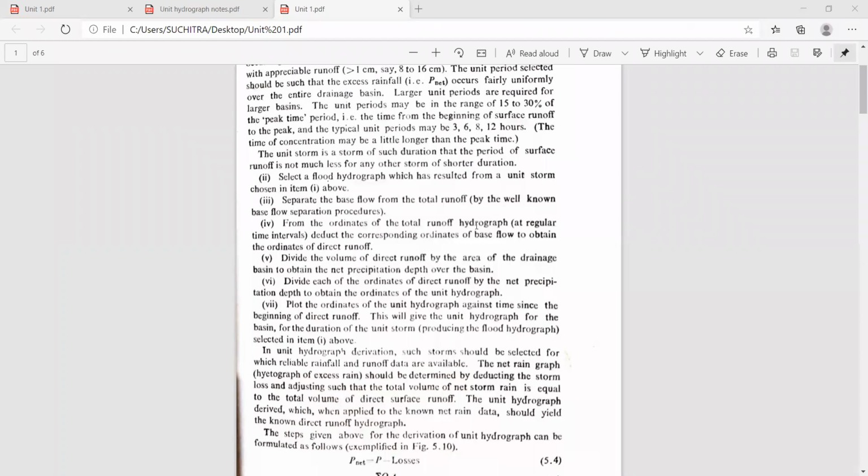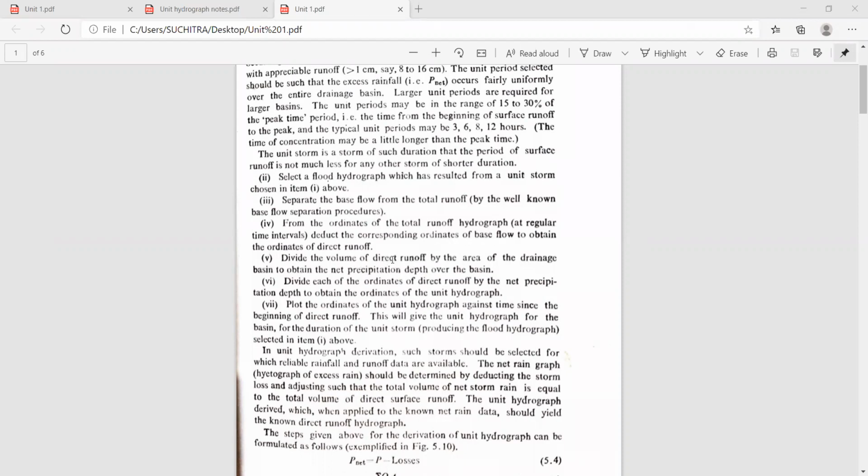So from the ordinates of the total runoff hydrograph at regular time interval, deduct the corresponding ordinates of the base flow to obtain the ordinates of the direct runoff. So now divide the volume of direct runoff by the area of the drainage basin to obtain the net precipitation depth over the basin. Now, once you find the direct runoff ordinates, you take the summation of the direct runoff ordinates.